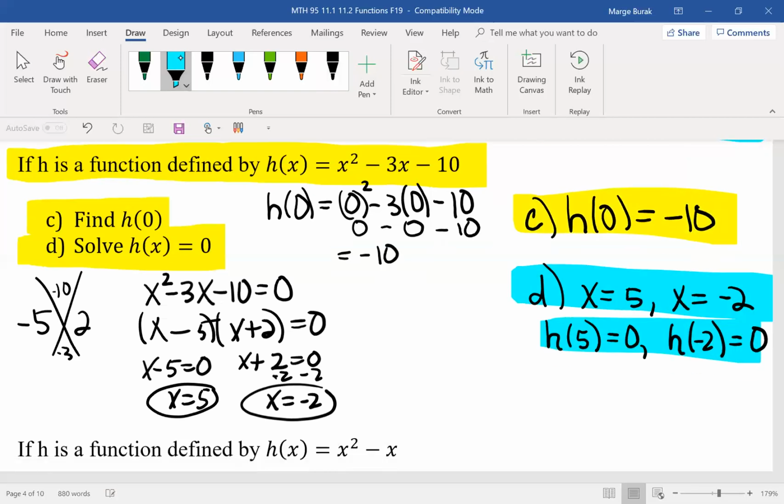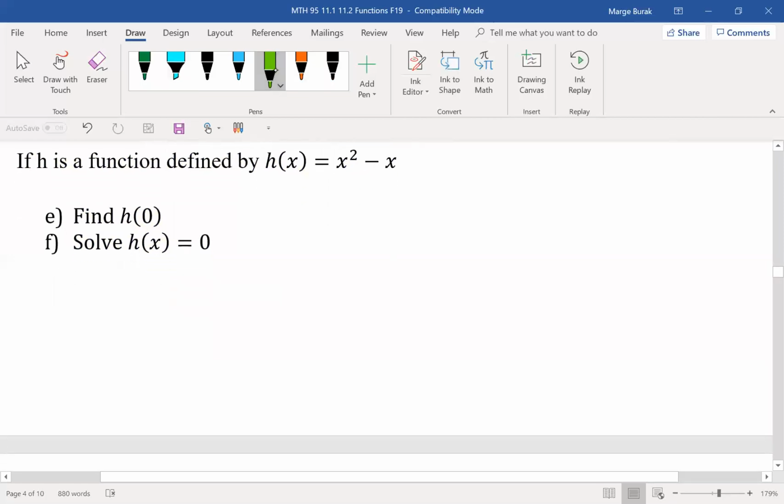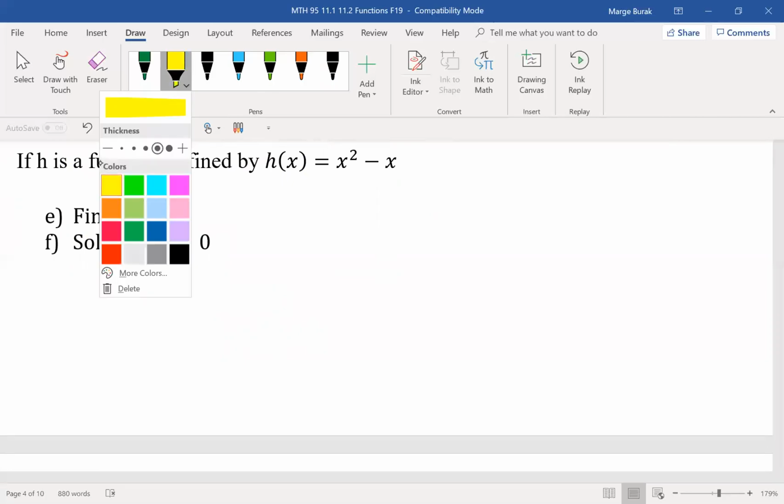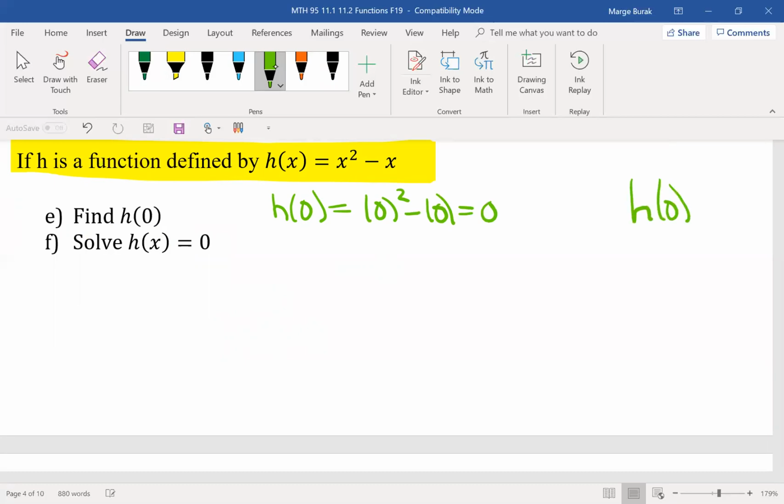Okay, let's do another one of those quadratics. Okay, those are pretty popular, guys. All right, so we've got, let's go with yellow. Another quadratic, x squared minus x. And we're going to find h of 0, which means I plug in 0. And I get 0. So I'm going to write h of 0 equals 0. This is actually E.